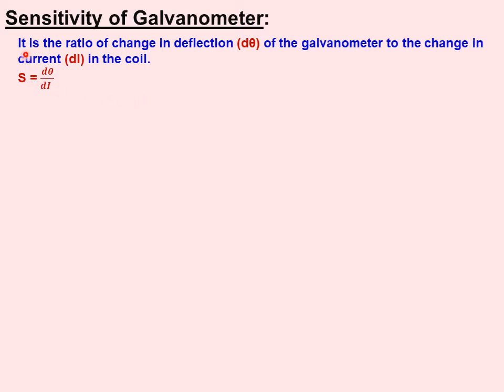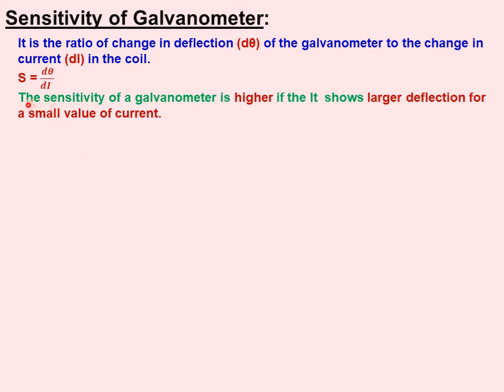So basically the sensitivity of galvanometer is the ratio of change in deflection, that is d theta, of the galvanometer to the change in current, that is dI, in the coil. So it is the change in deflection per unit change in current in the galvanometer coil and it is represented by the symbol S. Now as I said, the sensitivity is higher if the galvanometer shows large deflection for a very small value of current. Okay, now basically the sensitivity of the galvanometer is divided into two types.